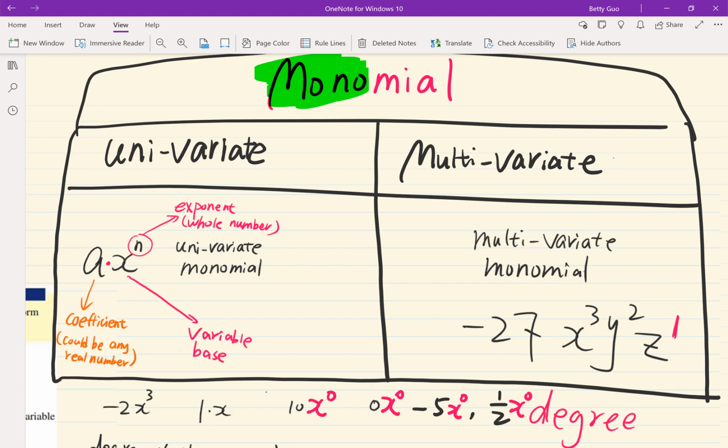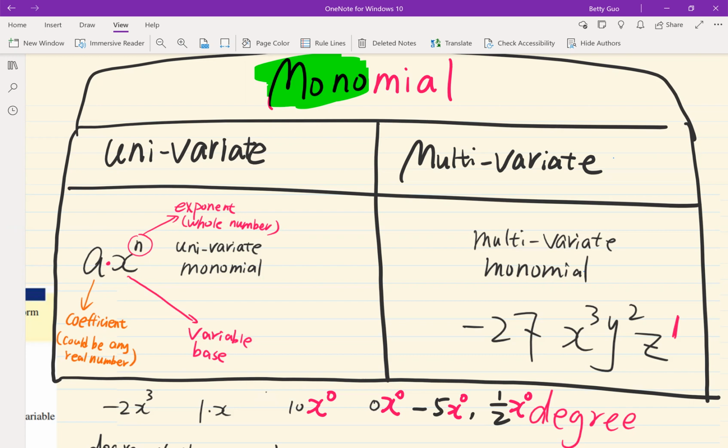We did learn whole numbers in chapter 1. Anyone can tell me what's the smallest whole number? Yeah, good. The smallest whole number is 0. So the exponent could be 0, 1, 2, 3, 4, and so on. Okay, that's the definition. Complete the definition for univariate monomial. Let me repeat.